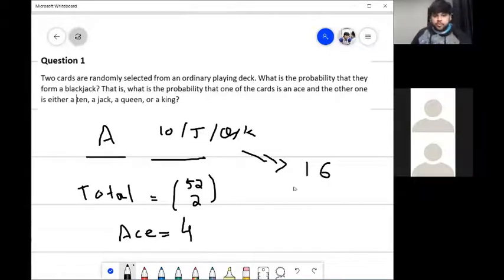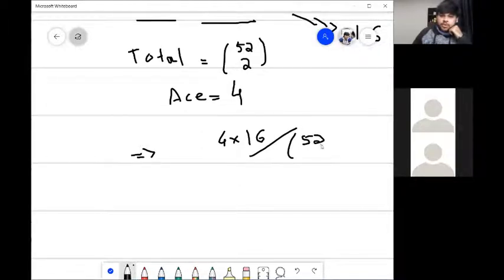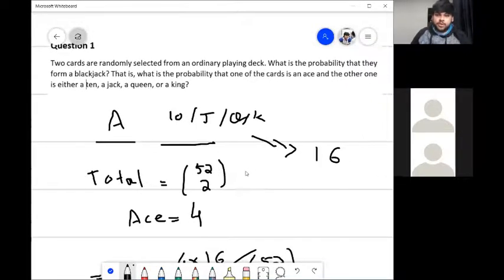So essentially, if I just have to break it down in the end, my answer should be, not this, it should be 4 into 16 into 52C2. That is my answer to the question that they have: what's the probability that one of the cards is an ace and the other one is either a 10, queen, jack, or king? Okay, it's fairly straightforward. We will do more difficult questions, but this is just to start the process. If there are any questions, please do let me know. So we're done with question one.